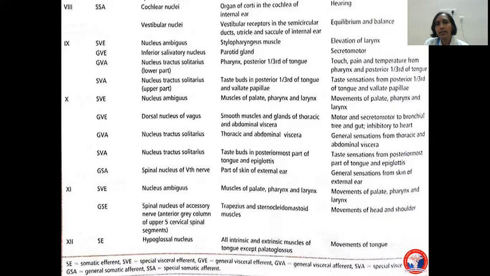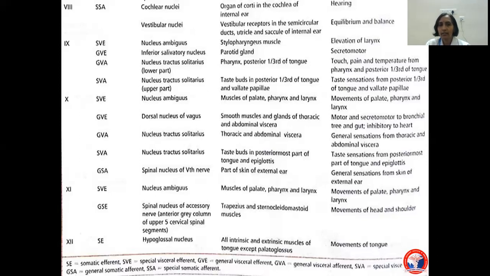The general visceral afferent component is represented by the nucleus of tractus solitarius, which is for general sensation from the thoracic and abdominal viscera, and the special visceral afferent goes to the same nucleus for the taste sensation from the posteriormost part of the tongue and the epiglottis or the vallecula.